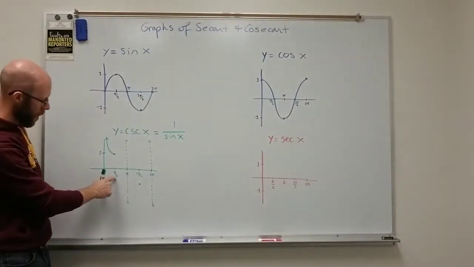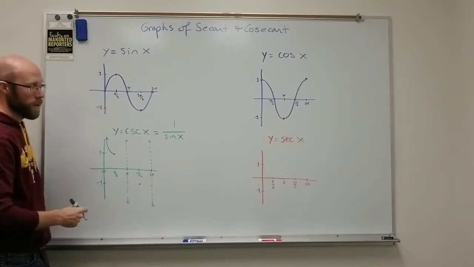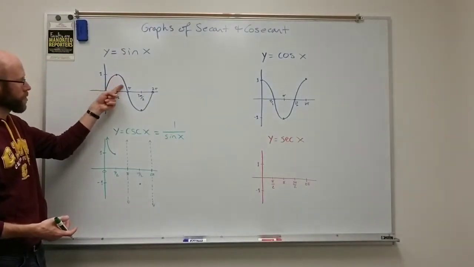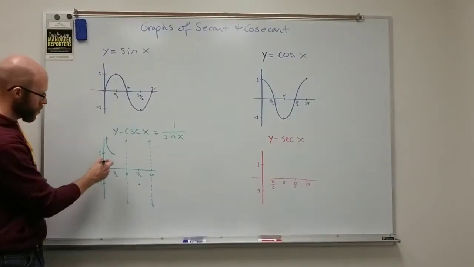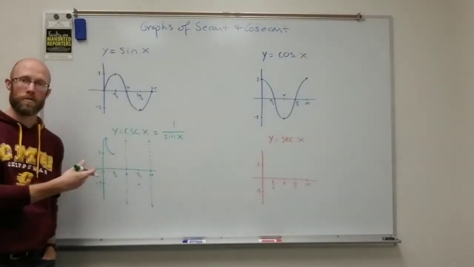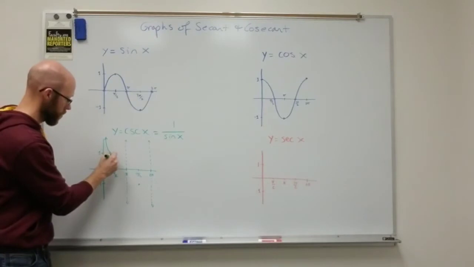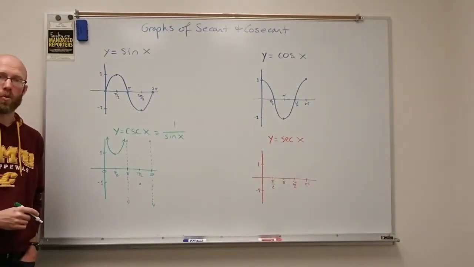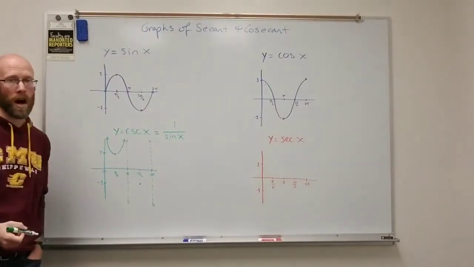Now between pi over 2 and pi, a similar situation occurs. We have positive values between 0 and 1, and so the reciprocals will be positive but greater than 1. And so it will curve up and to the right toward the vertical asymptote at pi.